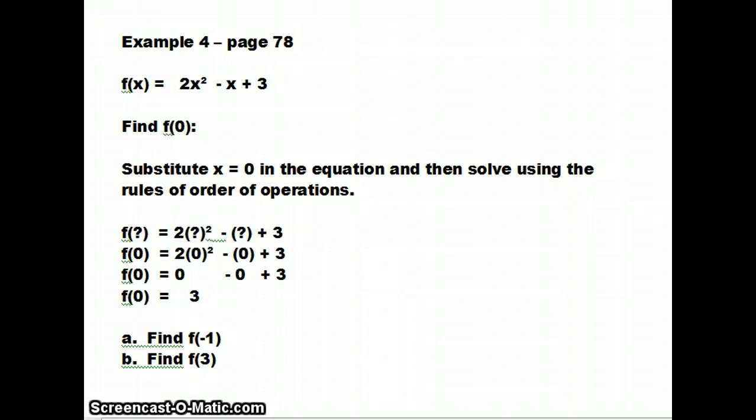So on our first line there where I have the question marks, that's where we're going to put the value of x. If x is 0, then we replace all of those question marks by zeros, go through and solve it. We have 0 minus 0 plus 3, f of 0 is equal to 3. I'd like you to pause the video and do the same thing. Find f of negative 1 and f of 3. That means you're going to put that x is equal to negative 1. You're going to put the negative 1 every place where there's an x and solve it. And then on b, you're going to replace the x by a 3 and then solve that. So pause the video and then we'll take a look at the answers.